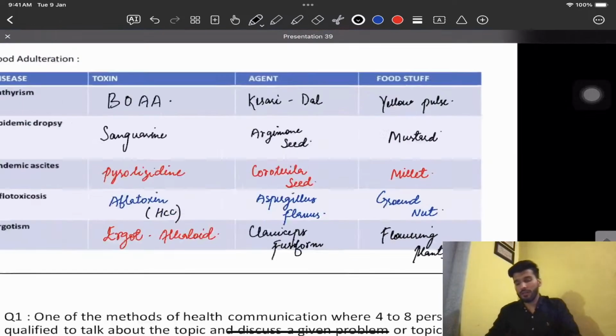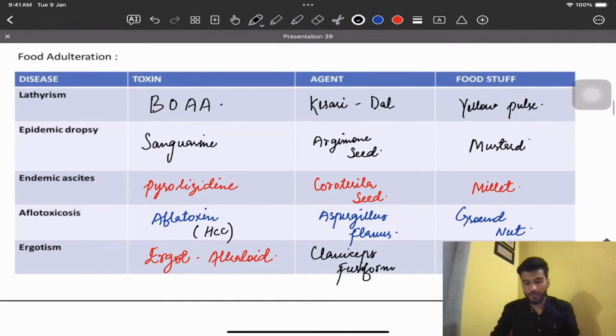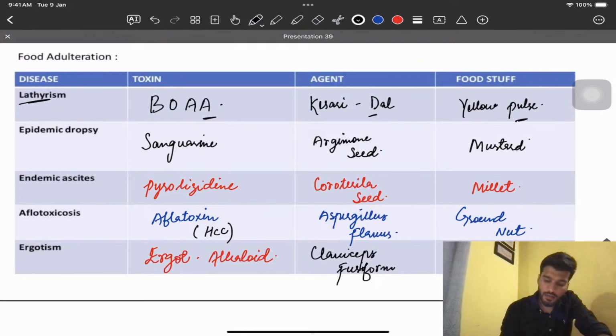And the food stuff is flowering plants. Okay, so remember, guys, if I talk about lathyrism, the toxin is BOAA, the agent is Kesari dal, and the food stuff is yellow pulse. Epidemic dropsy: you have to remember the toxin as sanguinarine, the Argemone seed is the agent, and the food stuff is mustard. If I talk about endemic ascites, you have to remember the toxin as pyrrolizidine, the agent is Crotalaria seeds, and the food stuff is millet.